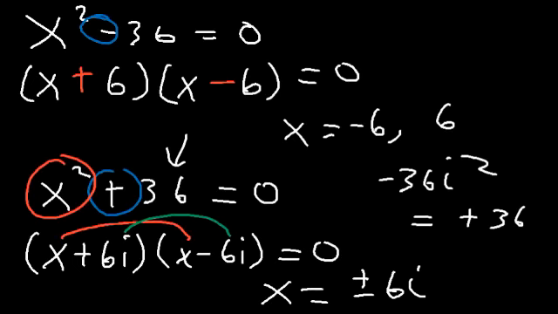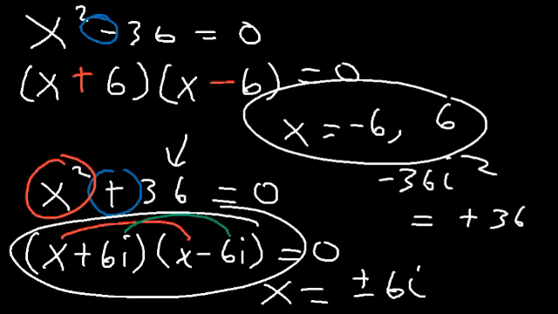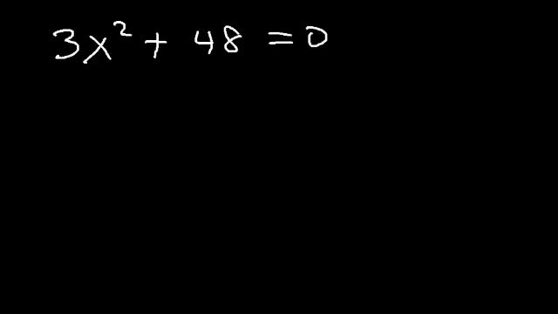So whenever you're factoring the sum of perfect squares, you're going to get imaginary numbers. If it's a difference of perfect squares, you're going to get real numbers. So let's try some more examples solved for x. So let's try this one. 3x squared plus 48 is equal to 0. Let's put it in factored form and then we'll solve for x.